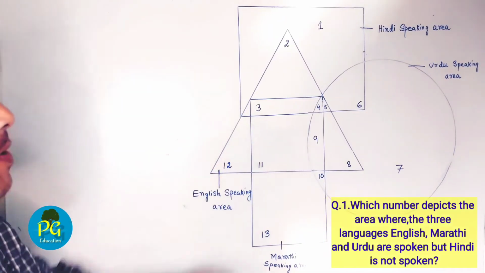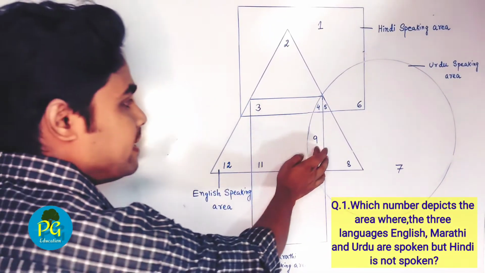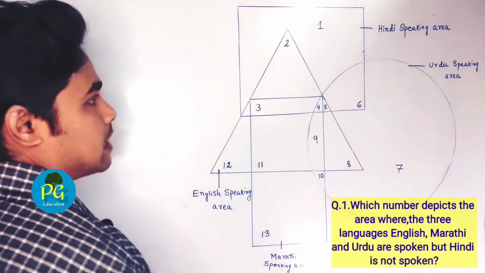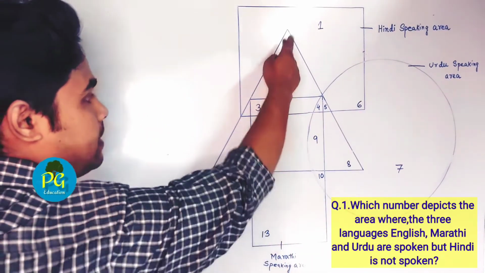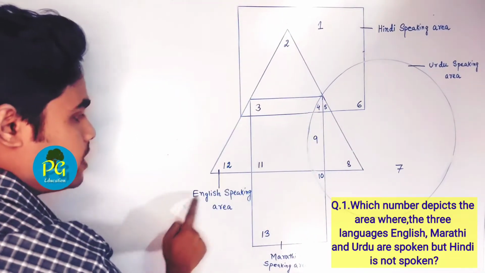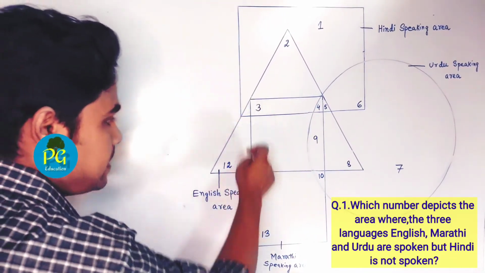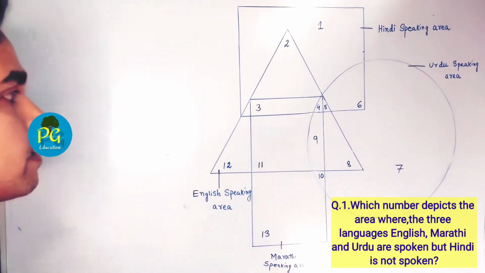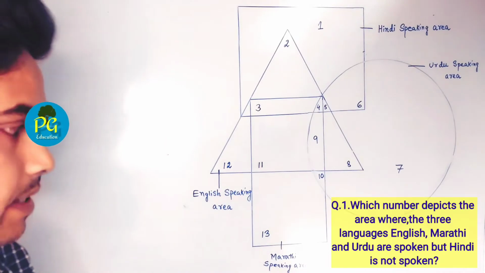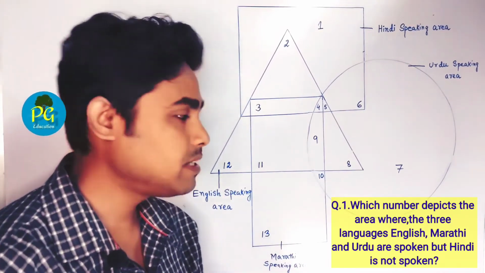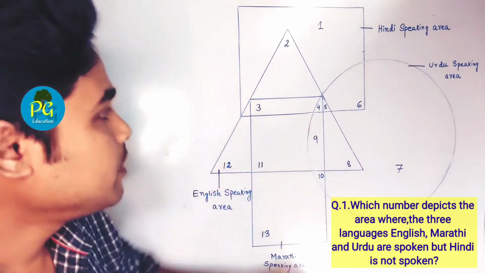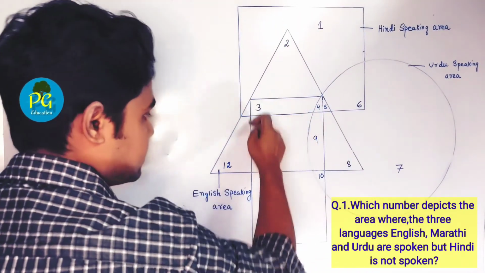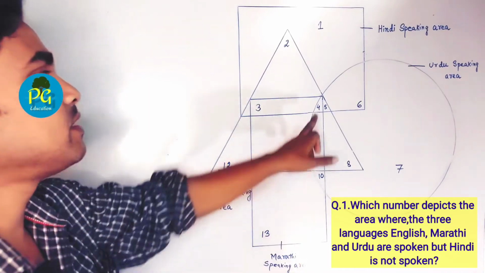Here in the diagram you see only 9 is the number which is included in the circle, that means the Urdu speaking area, in the triangle, that means the English speaking area, and in the rectangle also, which is the Marathi speaking area. So 9 is the correct answer. But also you see 4 is another number which is also included in the circle, triangle as well as this rectangle, but 4 is not the answer.